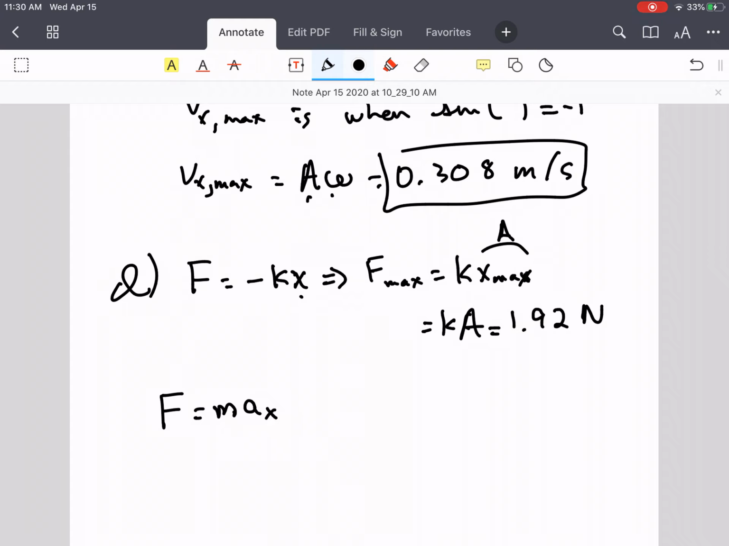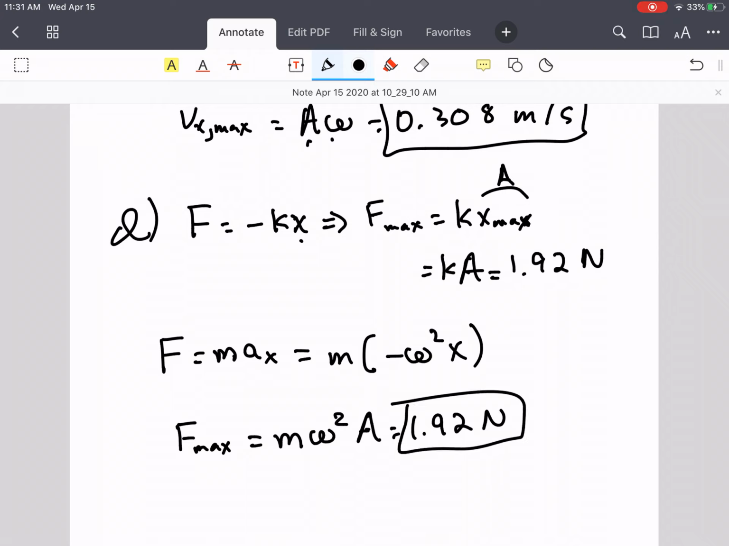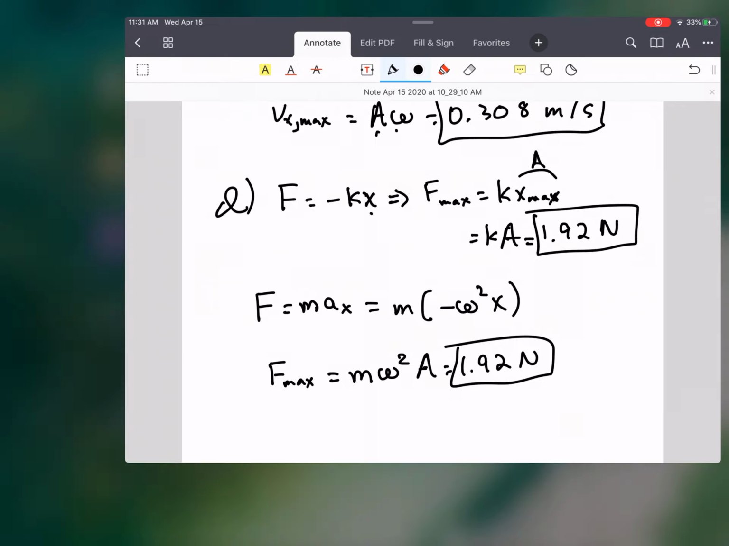Another completely valid choice would be to say that the force is equal to the mass of that object times the acceleration. And the acceleration, remember I told you, is always -ω² times x. So again, the maximum force is going to be the mass times ω² times x max, which is the amplitude. And lo and behold, when you plug in some numbers, this gives you the exact same result because mω² is equal to k. So that's the beauty of simple harmonic oscillators. These things all tie together very nicely due to the very simple motion that they undergo.